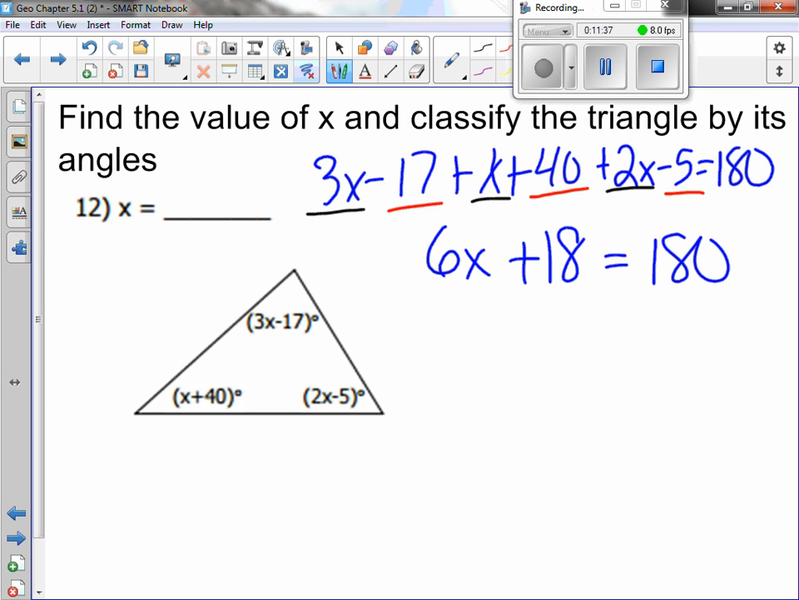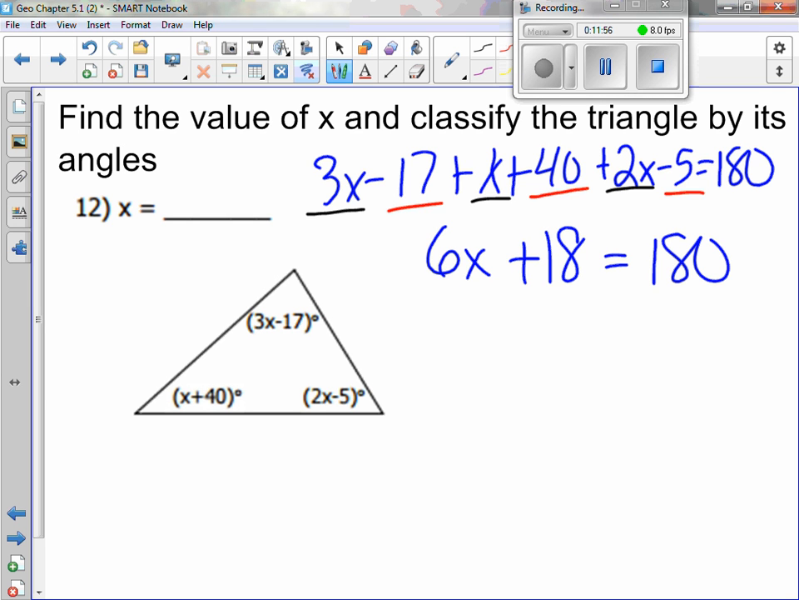Do y'all agree with this here? For those of you who do have a calculator, negative 17 plus 40 minus 5. 18. Any questions on this here? Any questions on anything we've done so far?